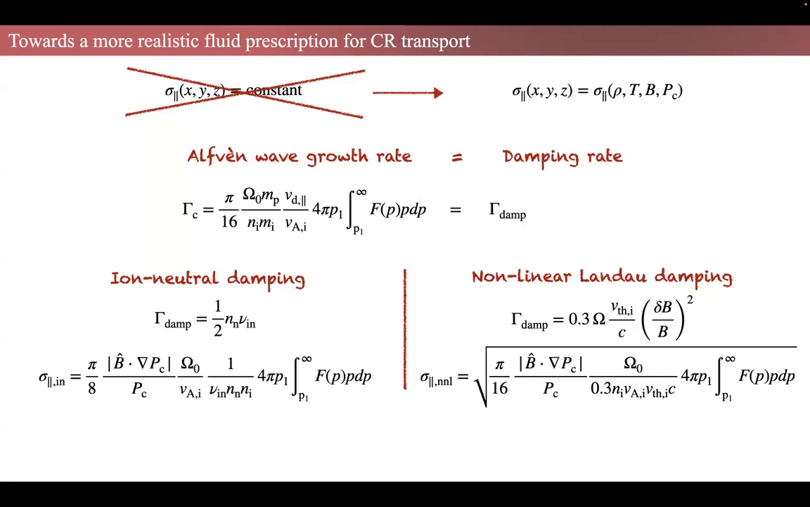So we compute sigma under the separate assumption that the alpha wave growth rate is equal to the ion-neutral damping rate, and that the alpha wave growth rate is equal to the nonlinear Landau damping rate, and we set the final value of the scattering coefficient equal to the minimum between these two values.